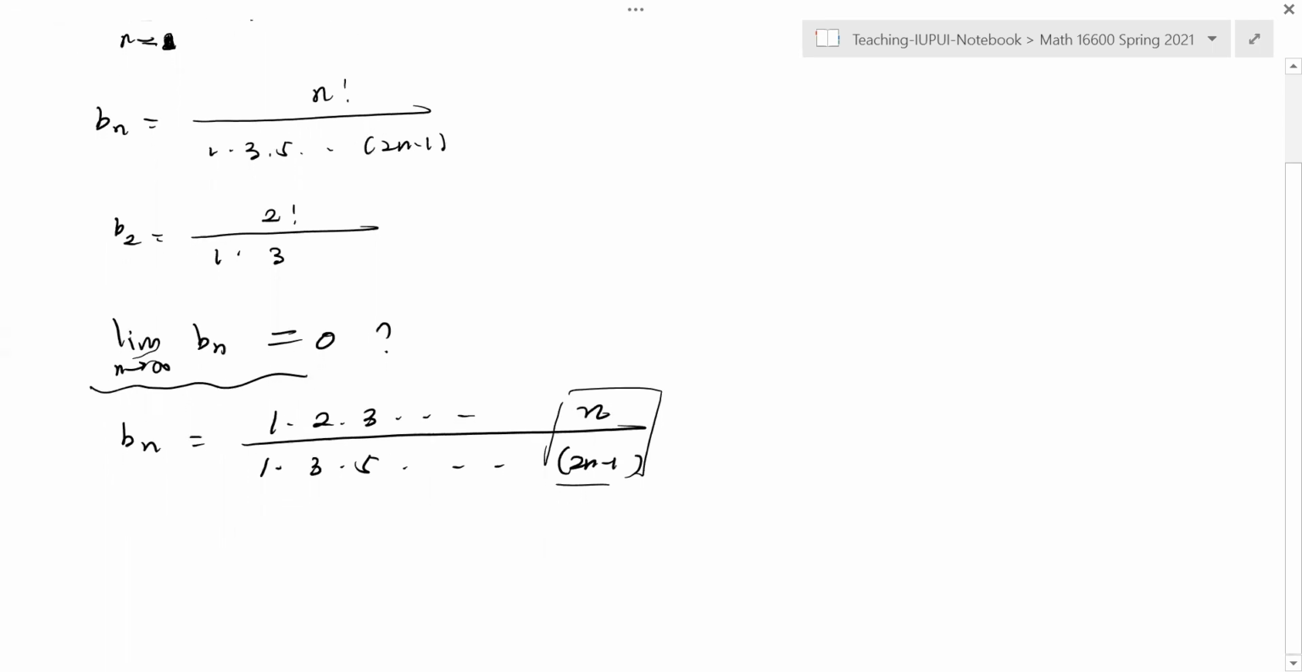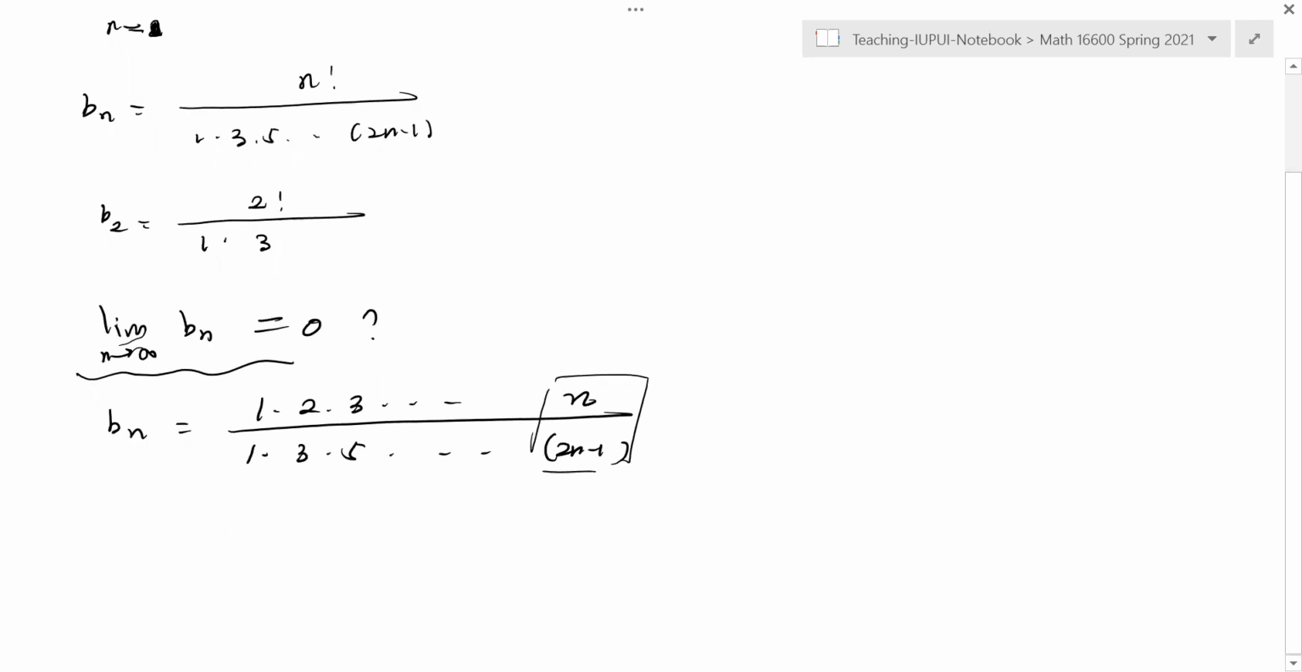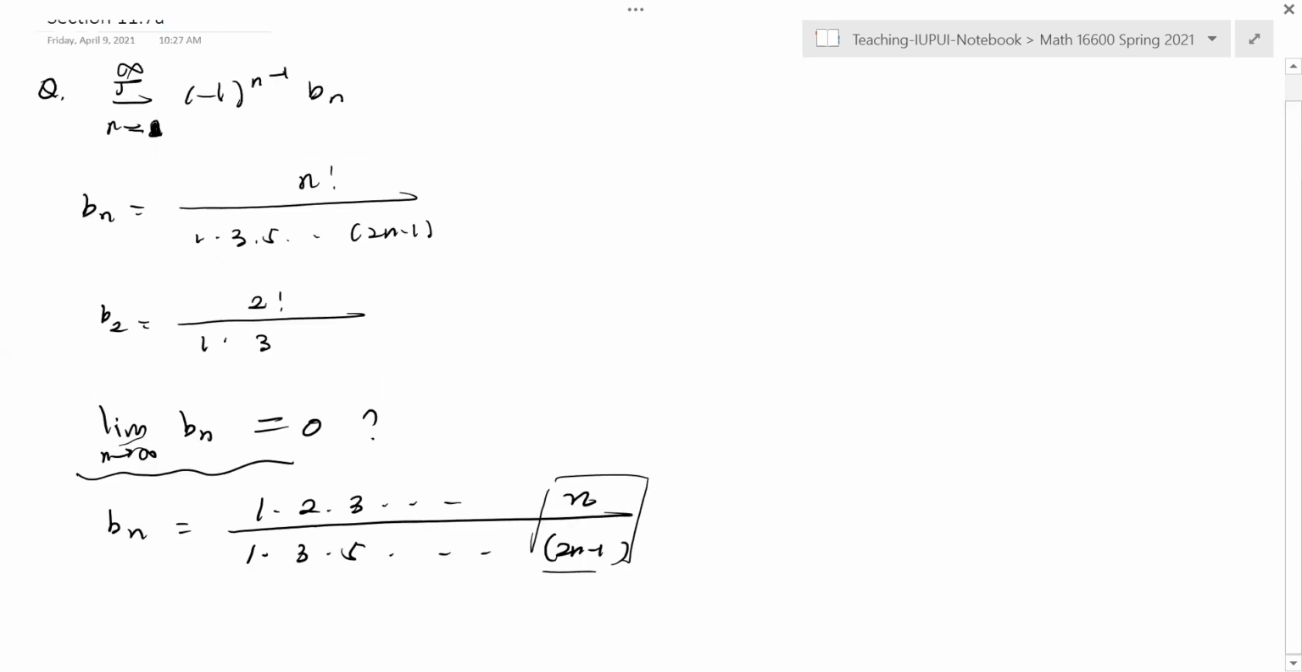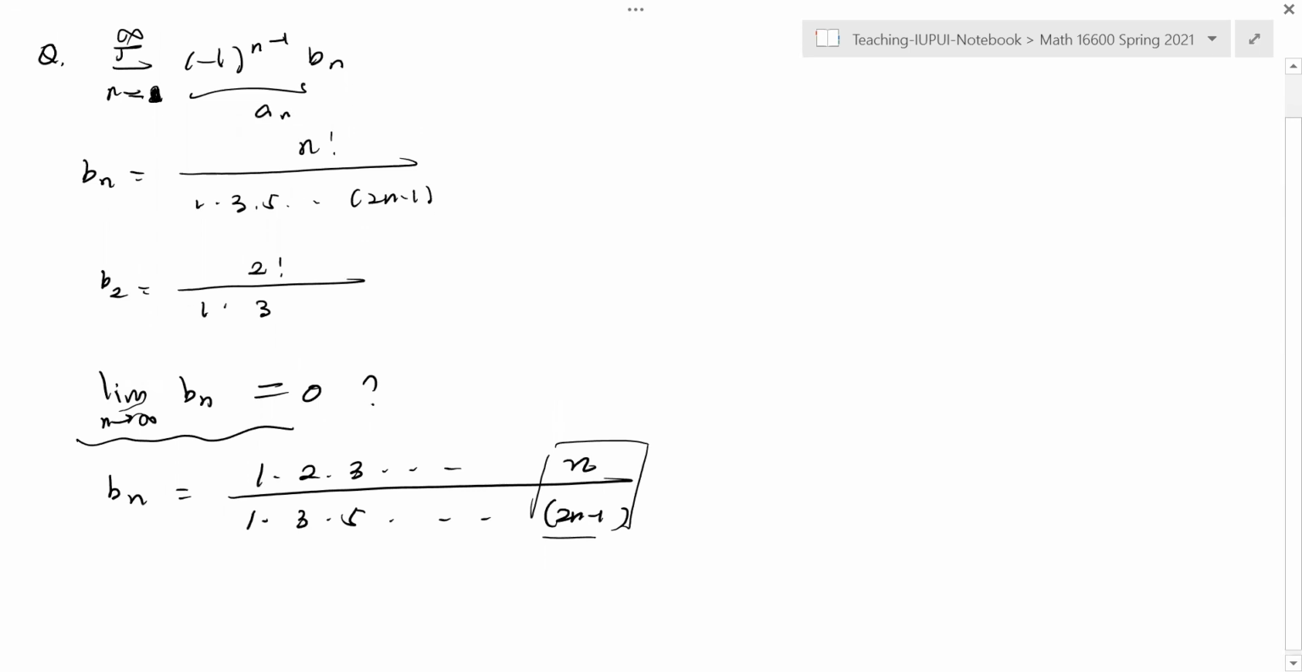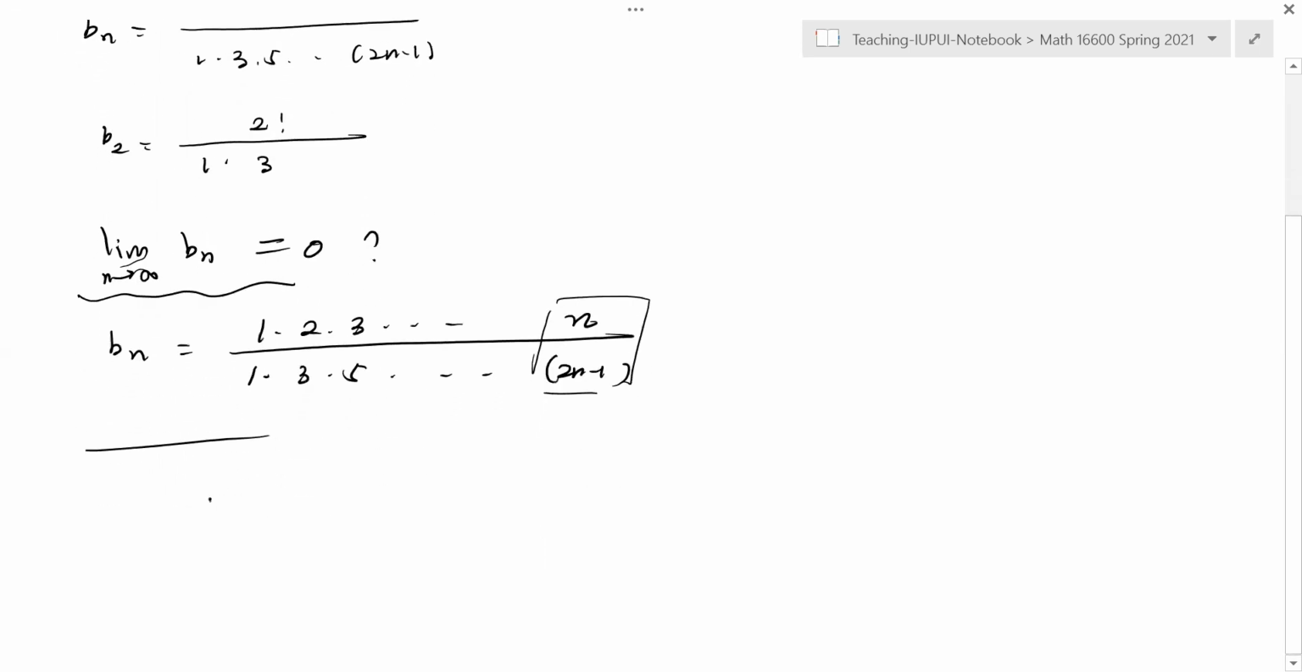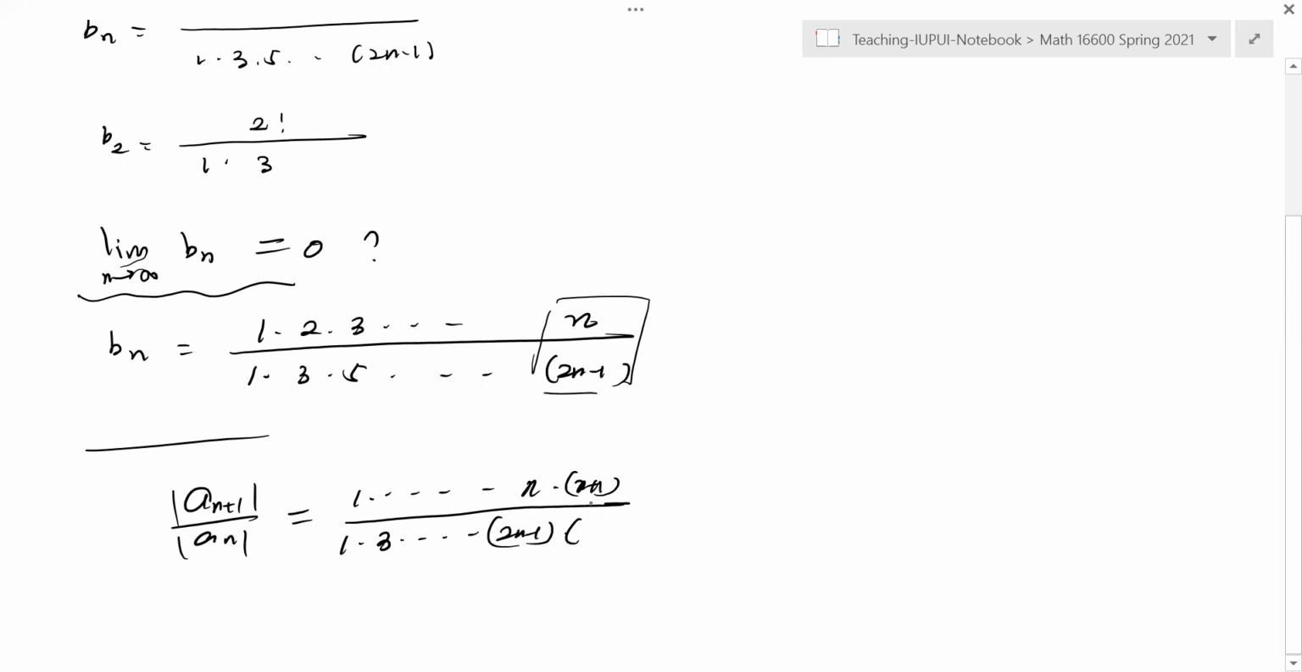So what are our other options? The other option is, this is going to be an, right? Use the ratio test. So the absolute value of an plus 1 over an; if this limit is less than 1, then it's convergent. So let's try. For an plus 1, you have 2n and n plus 1, and this 1 times 3 all the way to 2n minus 1, and the last term is 2n plus 1 here.